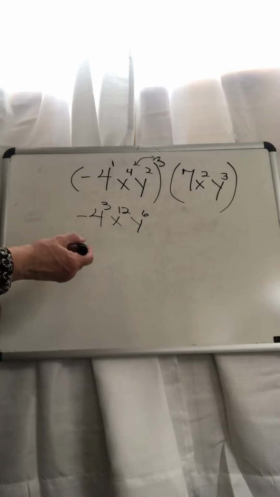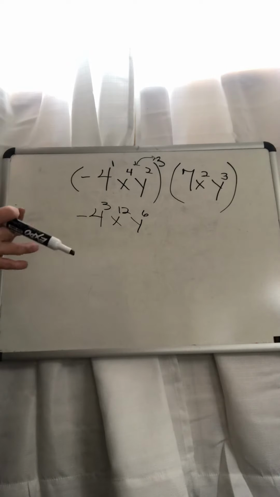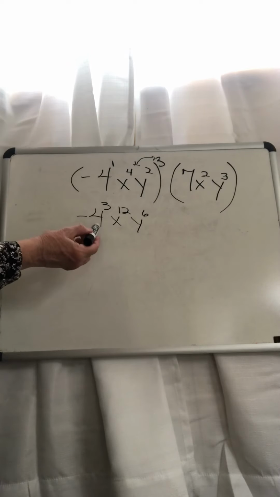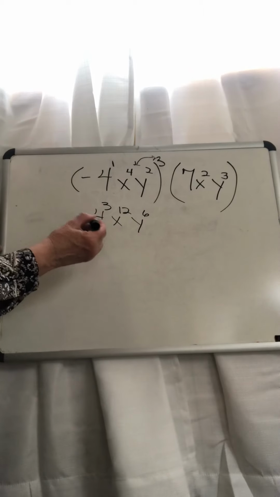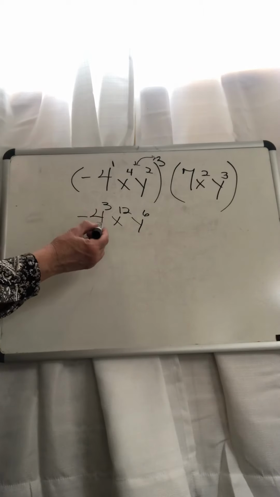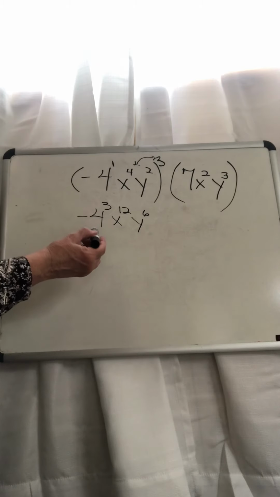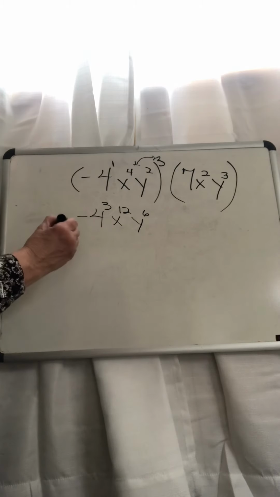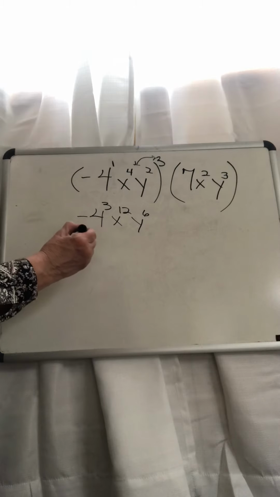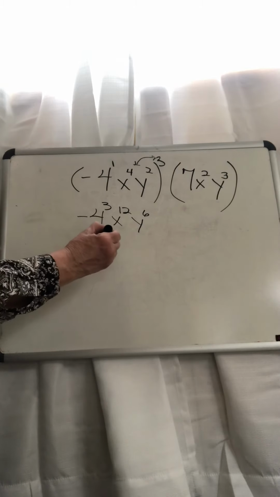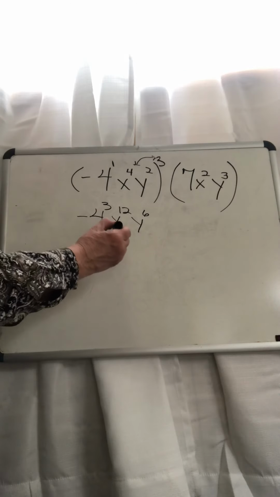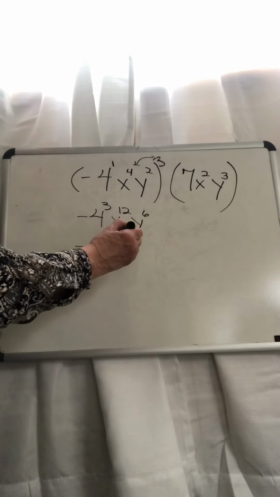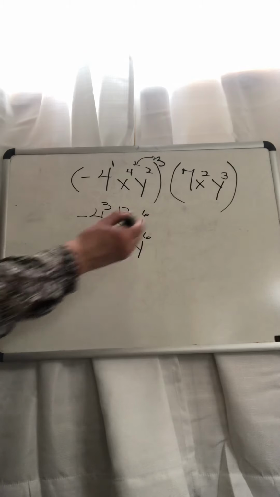Okay, so let's further simplify because we can say what 4 times 4 times 4 is, right? So a negative 4 times a negative 4 would give me a positive 16. And then times another negative 4 would give me a negative 64. Then the x to the 12th, and then the y to the 6th.